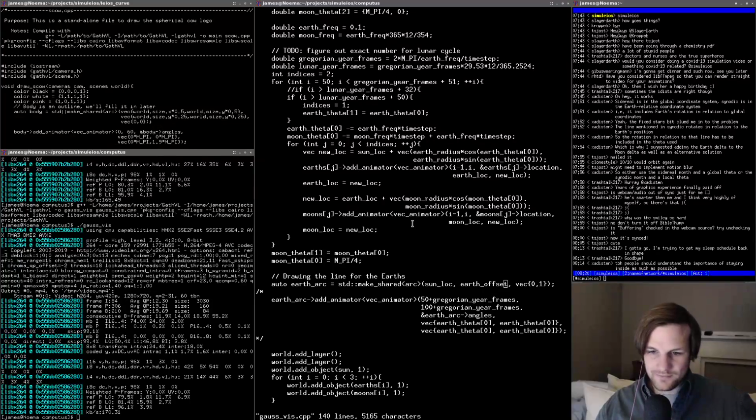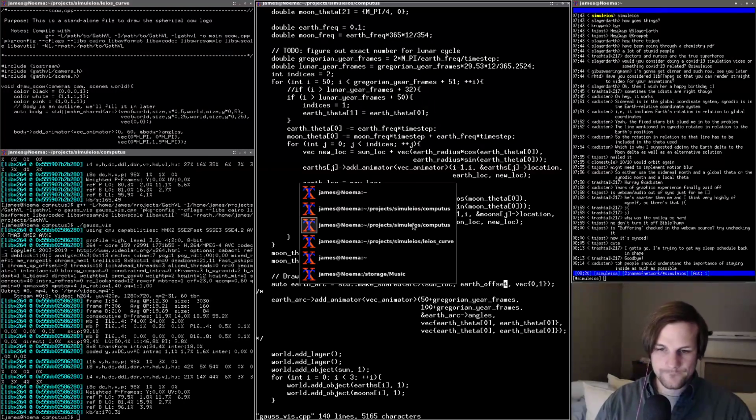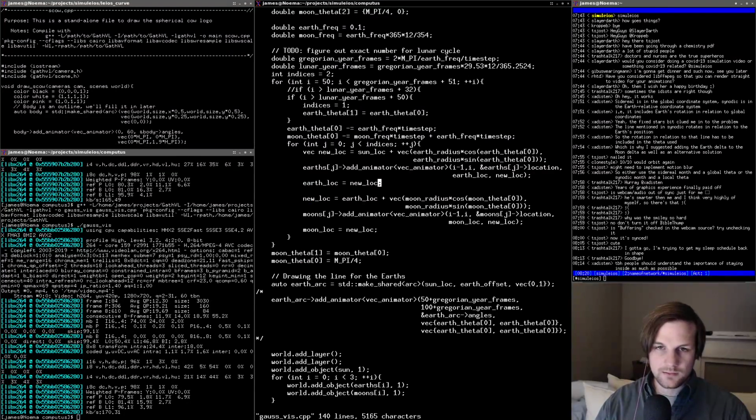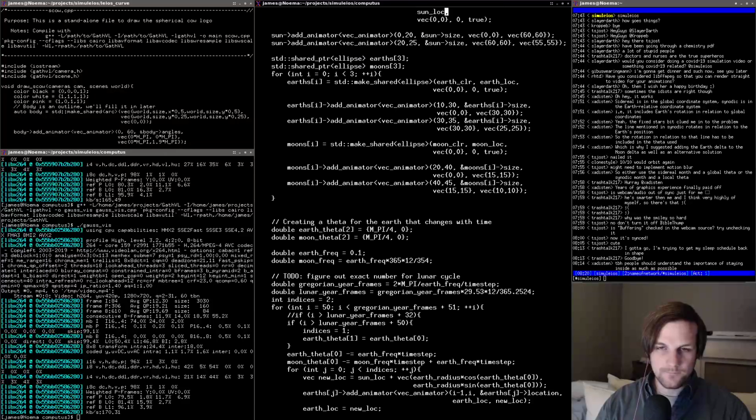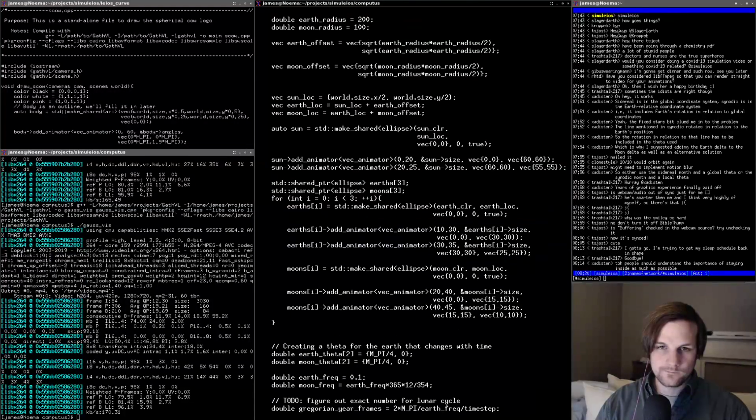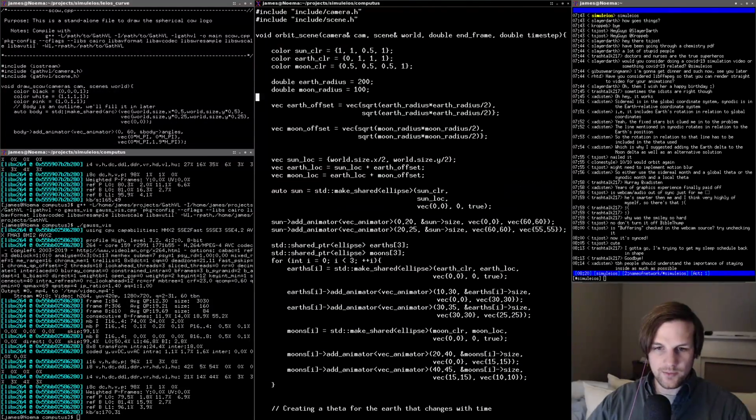Why am I slightly off? The Earth offset should be... Yeah, how am I slightly off? The Earth location is just going to be the sun's location plus the Earth's offset. And the Earth's offset is a vector, which should just be the distance. Yeah, why is that slightly off?